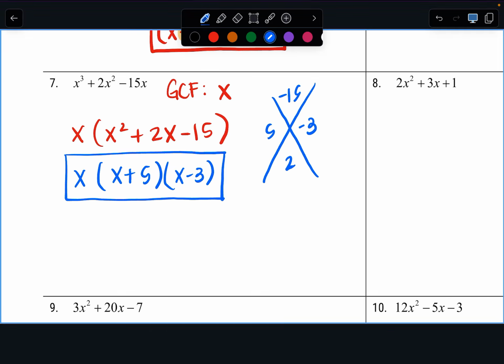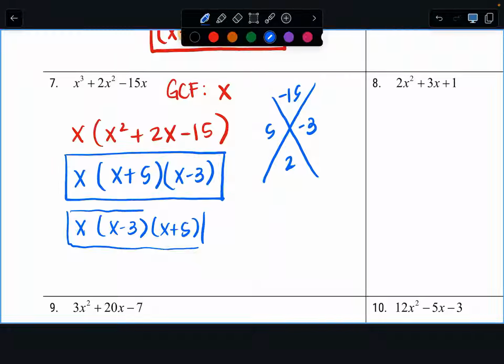No, I only pulled out one greatest common factor. It goes at the very front. If you wrote x - 3, x + 5, that is the same thing as what I have. Both of these would be fine.